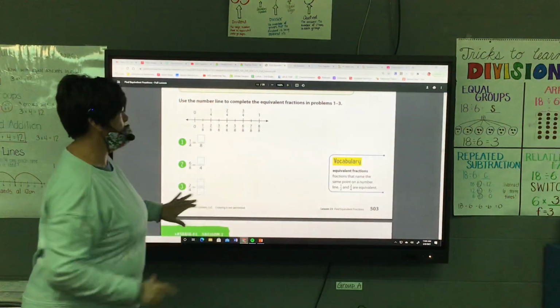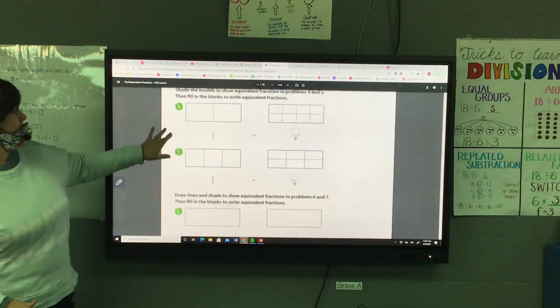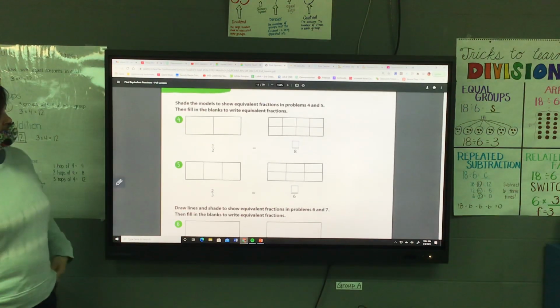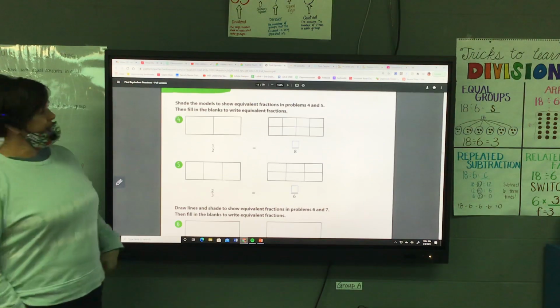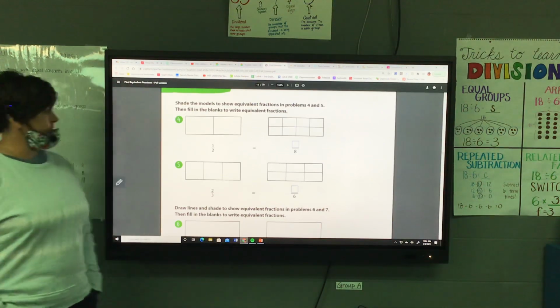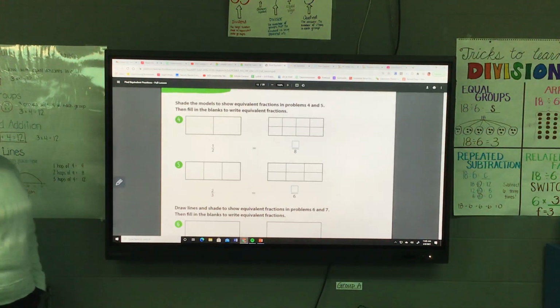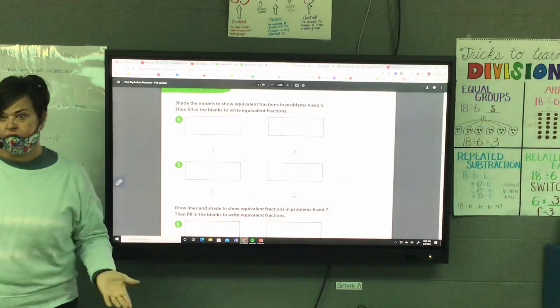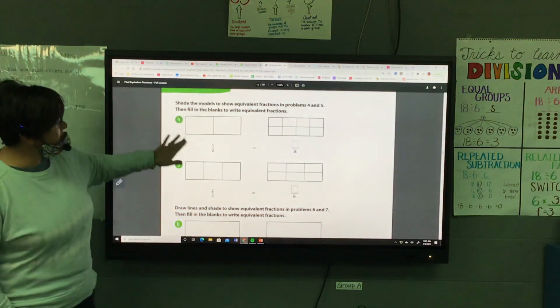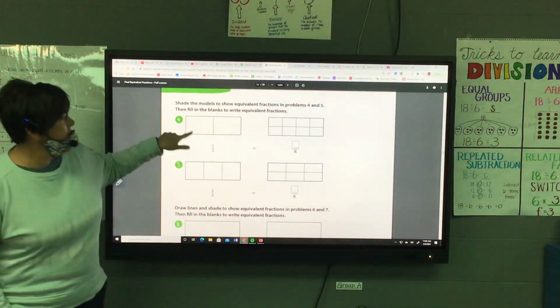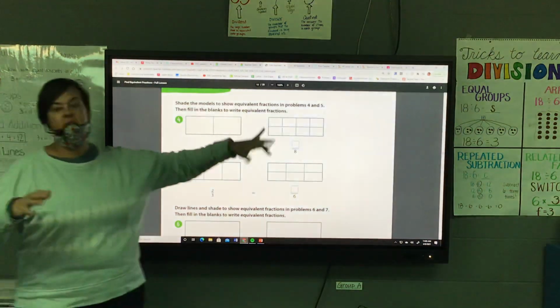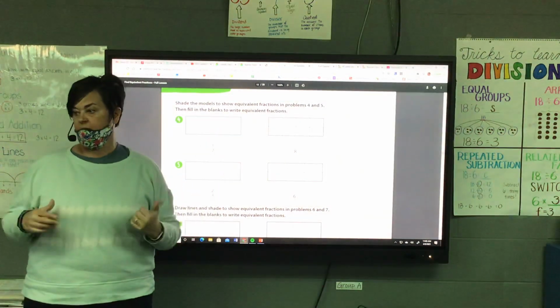Okay, let's flip our papers over. All right, we're going to shade the models to show equivalent fractions in problems 4 and 5. Then fill in the blanks to write those equivalent fractions. Are these the same size? Yes. Are they the same shape? Yes. Yeah, they're just split into different parts, aren't they?